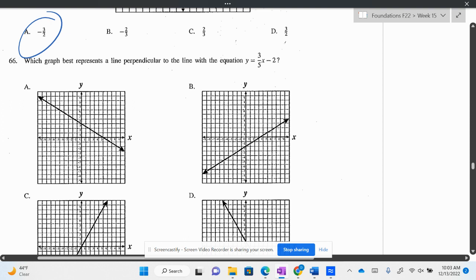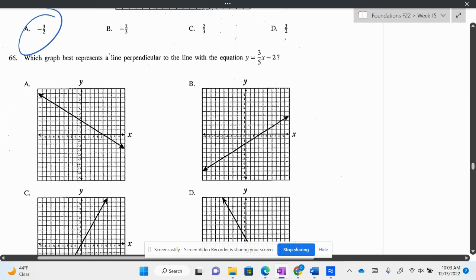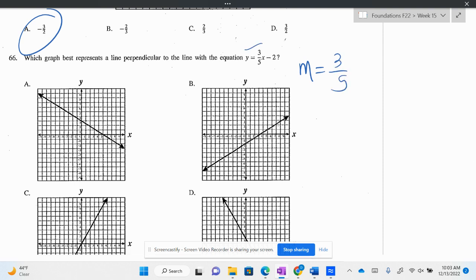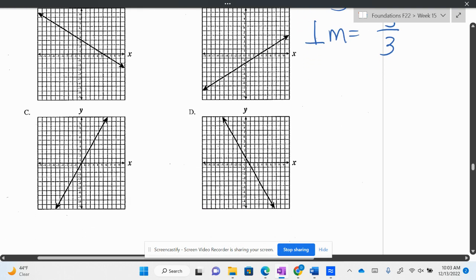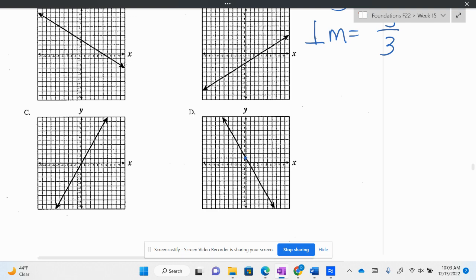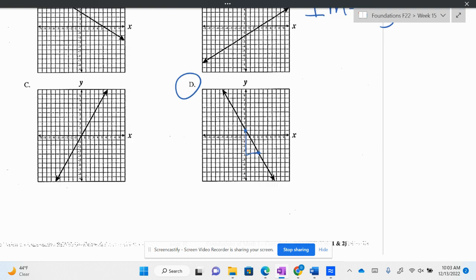Which best represents a line perpendicular to this line? Okay, so let's talk about the slope of this line is 3 over 5, right? Perpendicular slopes, remember, are the opposite. So if this is positive, my perpendicular slope is going to be negative, and then I reciprocate it. So I'm looking for a graph that has a negative 5/3 slope. So I go down 5 over 3, and it looks like I'm going to be right here. D is my choice.